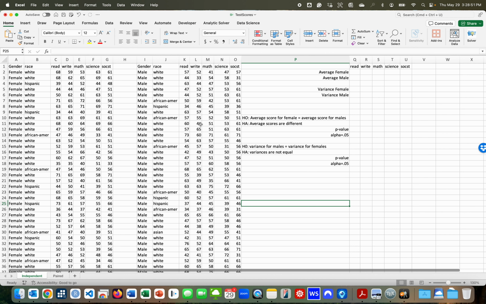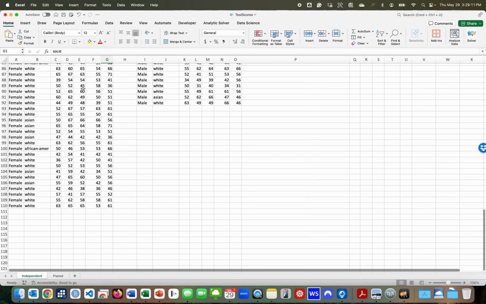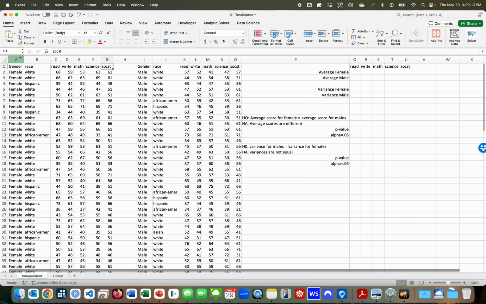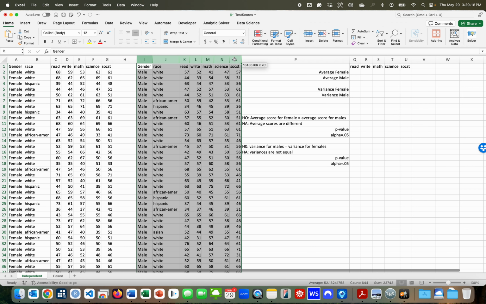And the first t-test we're going to look at is going to be across male and female. So if you notice, I have the data. We have gender, race, and then test scores for reading, writing, math, science, and social studies. And we have two groups of data for males and females. So we have females over here in columns A through G, and we have males in columns I through O.